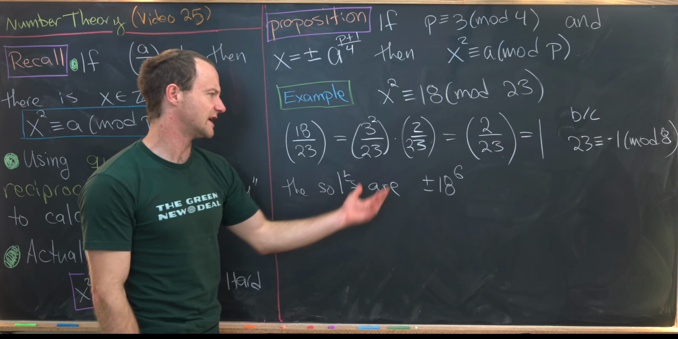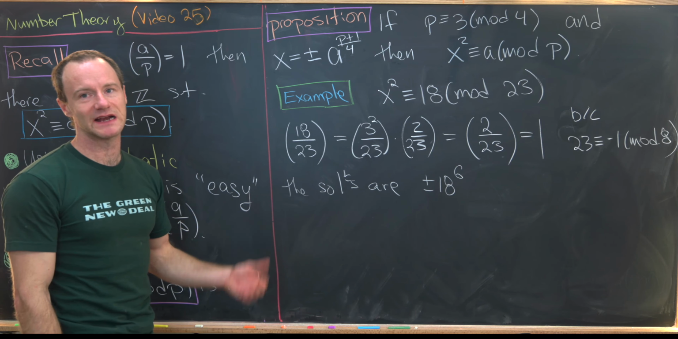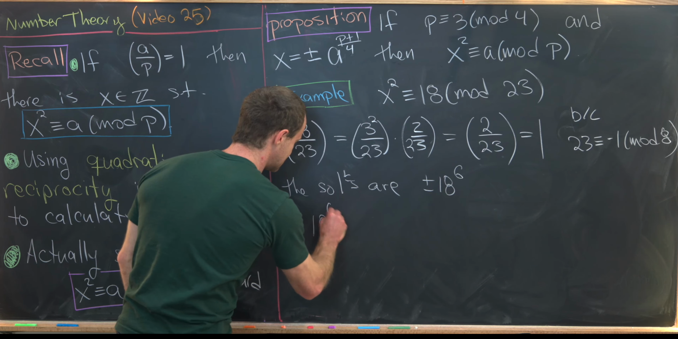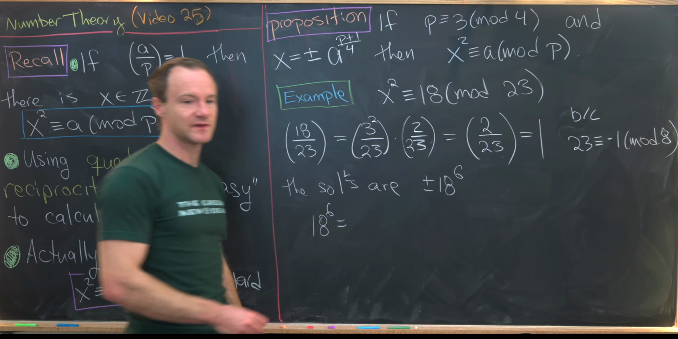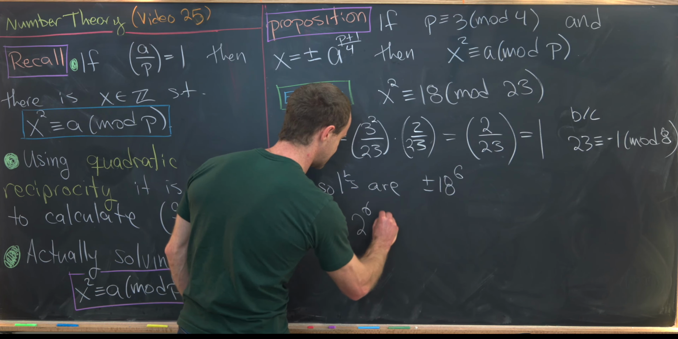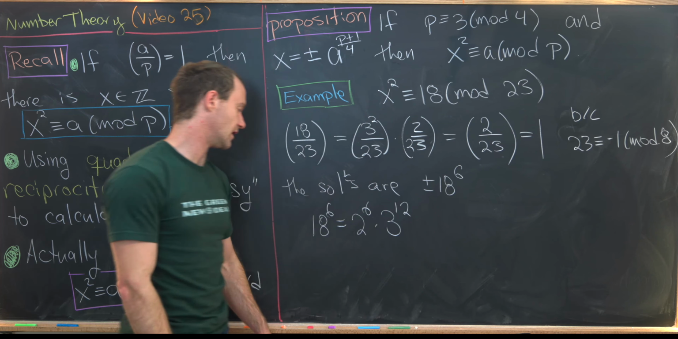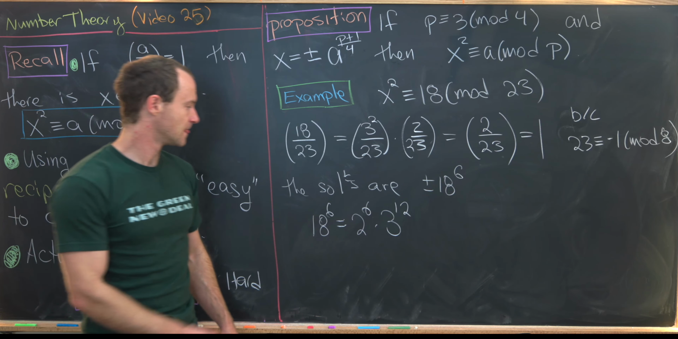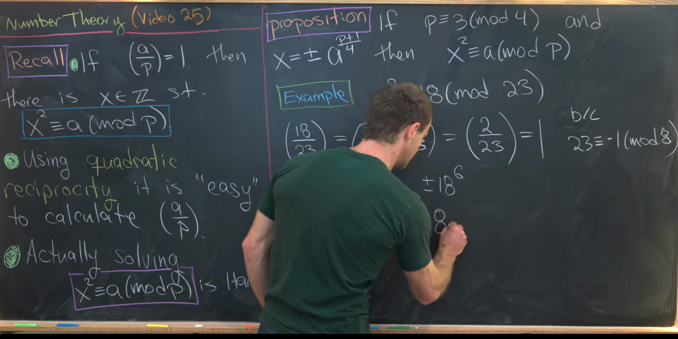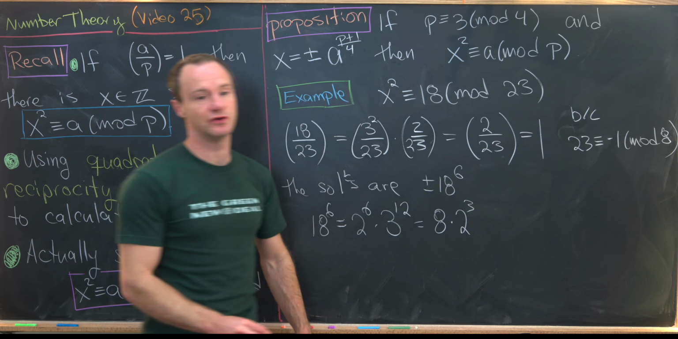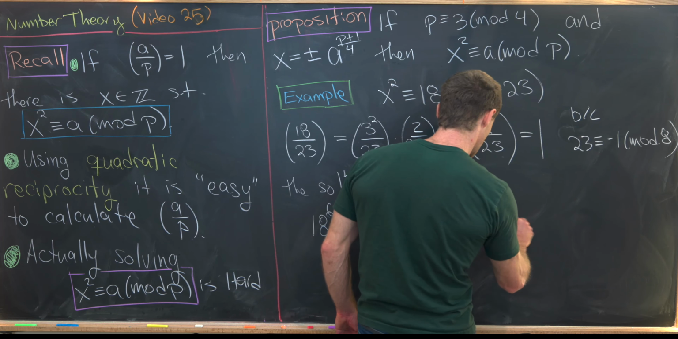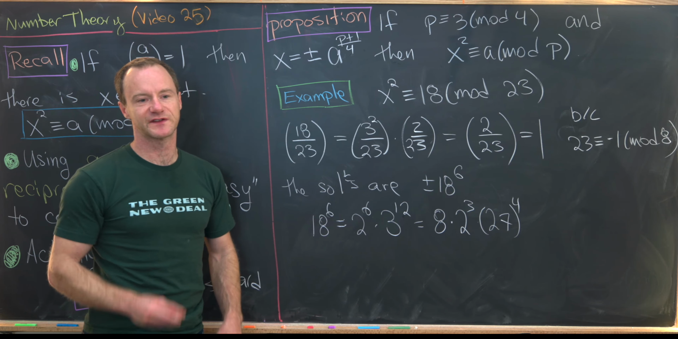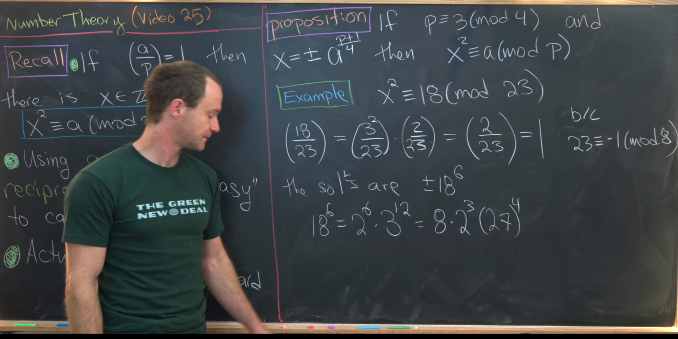Okay, well, let's just go ahead and calculate 18 to the 6, and we'll get minus 18 to the 6 for free. So let's notice that 18 to the 6 is the same thing as 2 to the 6 times 3 to the 12. That's because it's 3 squared to the 6th power. But now let's notice that that is equal to 8 times 2 cubed times 27 to the 4th. That's because 12 is equal to 3 times 4. So that's a nice simplification that we can do.